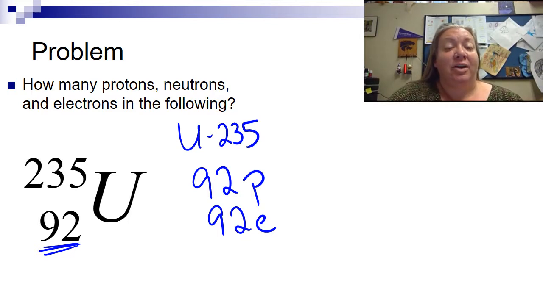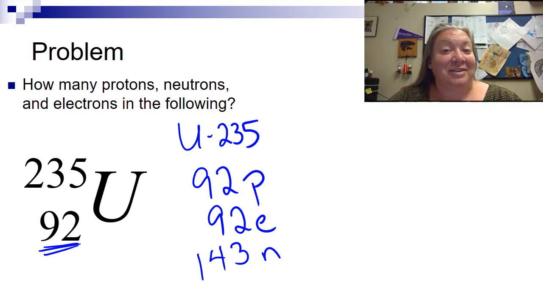Finally, to find the number of neutrons, we're going to take the top number minus the bottom number. Oh, I know that's a hard one for your mind just to think about. 143 neutrons. So that's 235 minus 92.